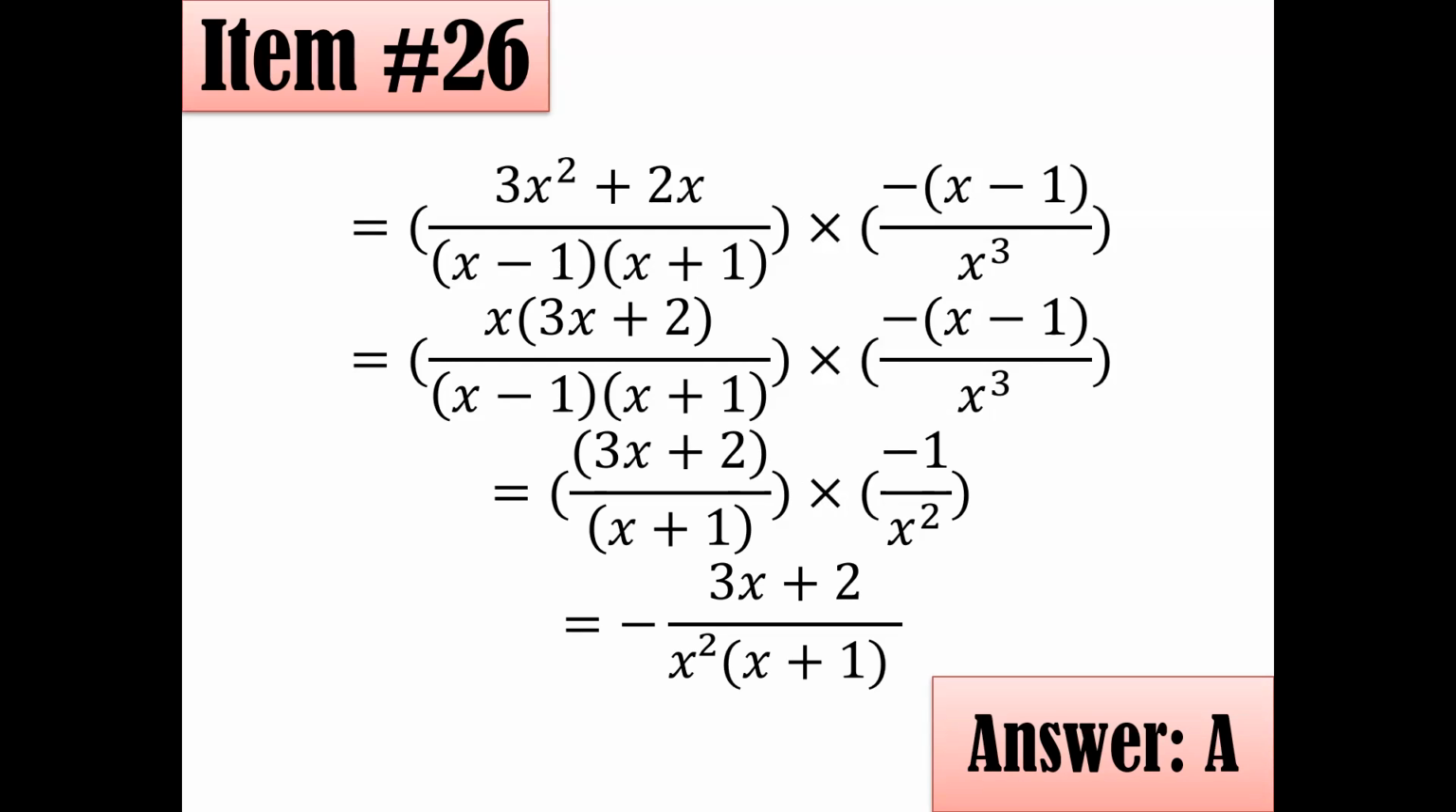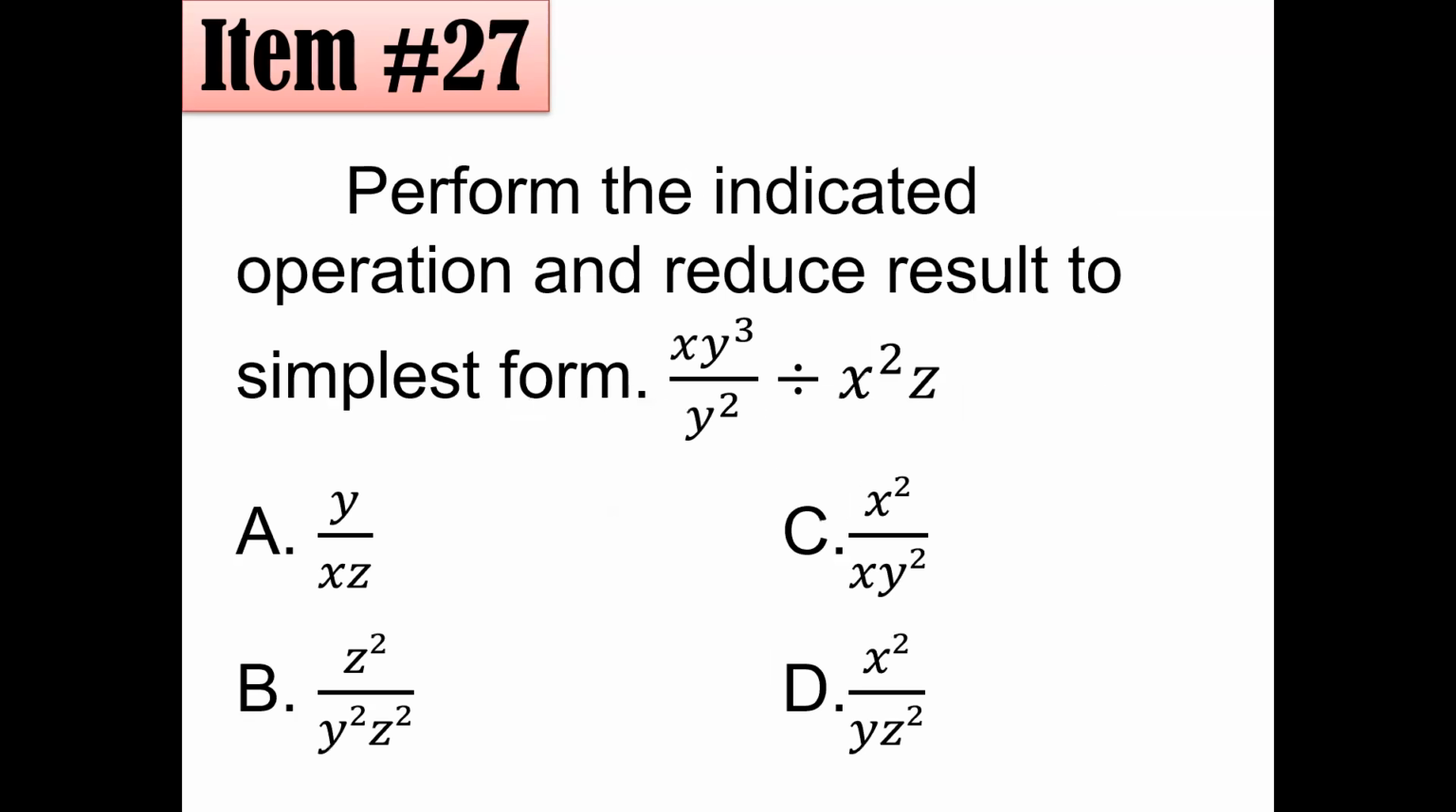Good job. Okay. Magaling. 27. Perform the indicated operation and reduce results to simplest form. Xy cubed over y squared divided by x squared z.